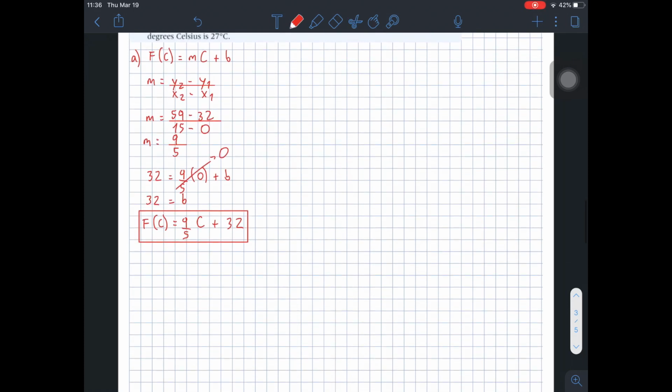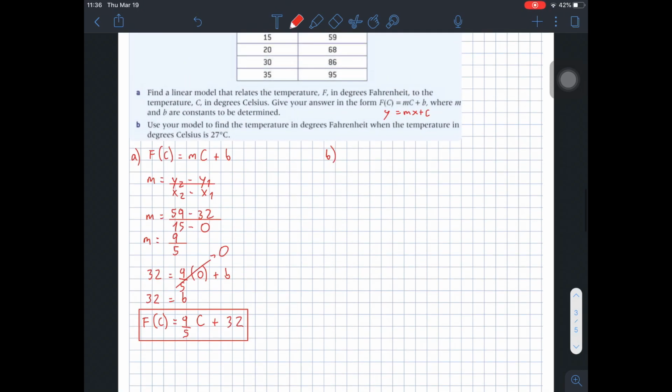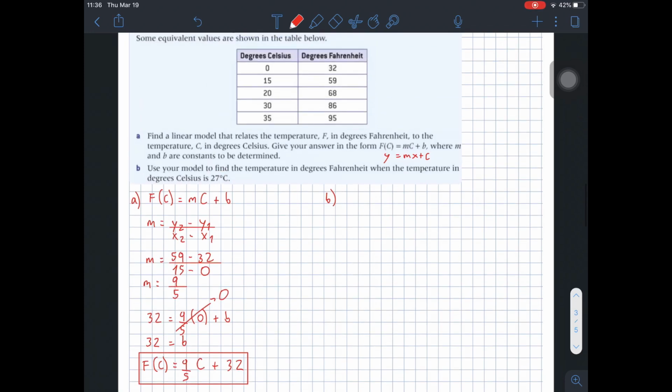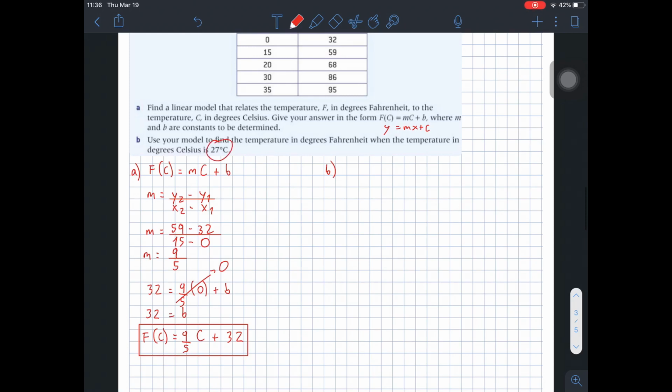Finally, for part B, I'm going to do it up here. Part B, it says, use your model to find the temperature in degrees Fahrenheit when the temperature in degrees Celsius is 27. By looking at our table, we don't have the value 27, but we can kind of estimate that this should be around, I don't know, 82 maybe. So we can calculate the exact value by plugging in the value 27 into our equation.